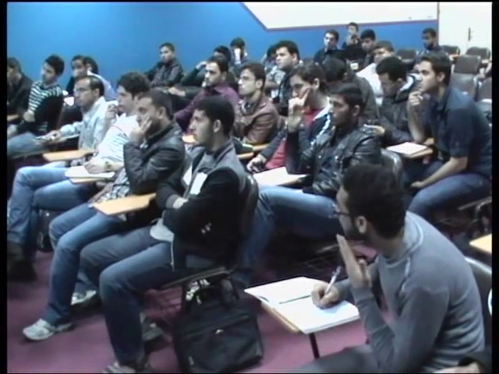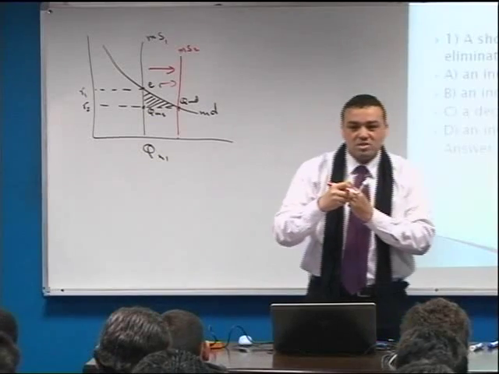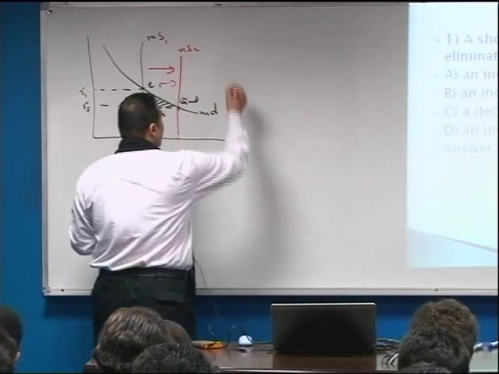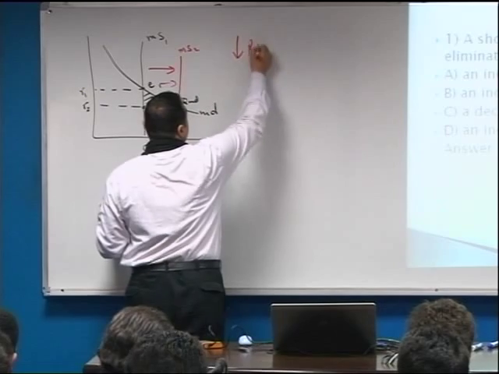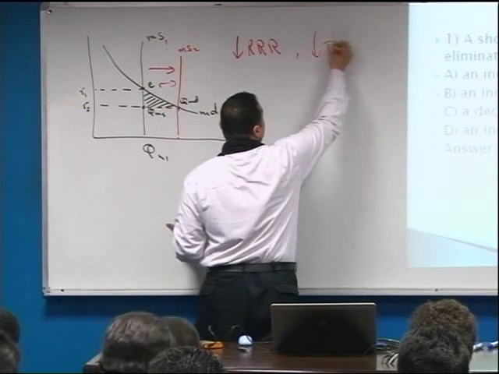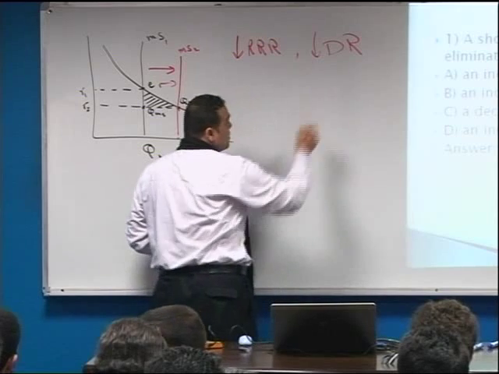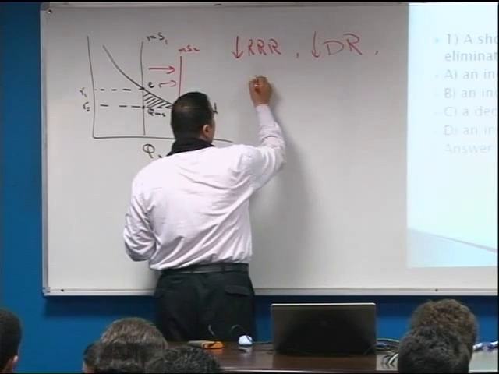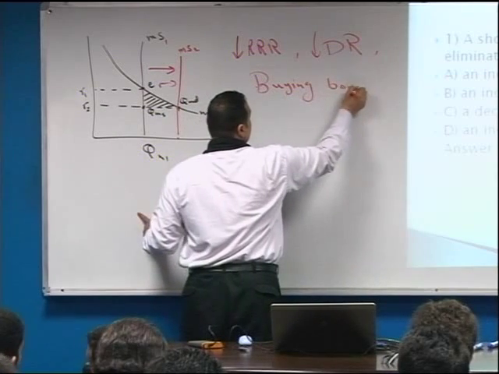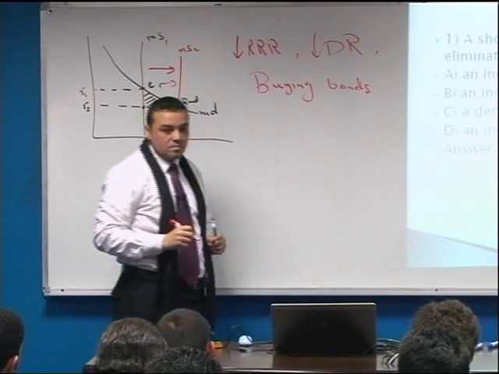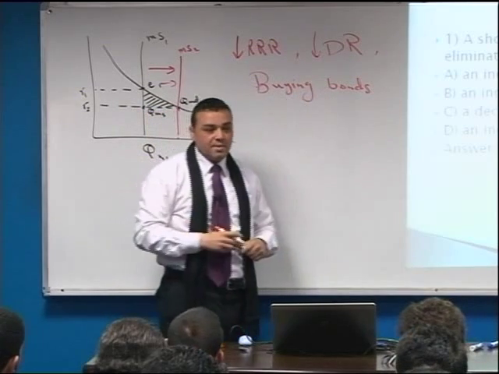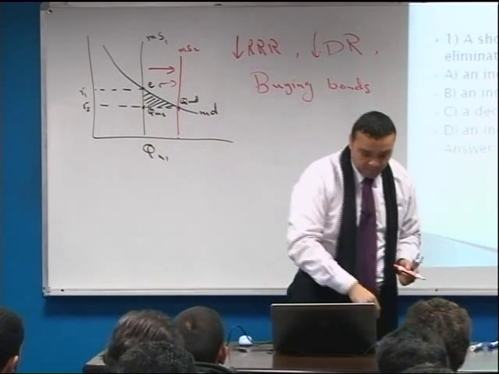Okay. So we have 3 main tools to increase the money supply. Number 1, we can decrease the required reserve ratio, or decrease the discount rate, or purchase or buy bonds. Right? These are the main tools to increase the money supply. Okay?